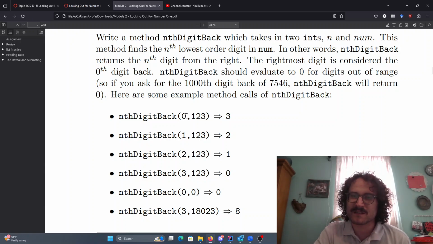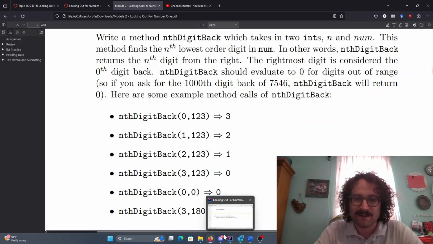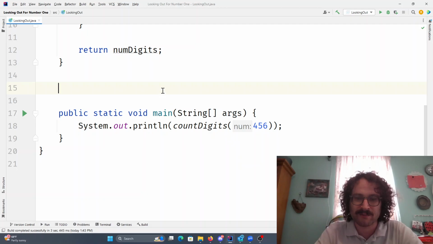So here, 0 gives the ones place, 2 gives me this 1 over here, what's in the hundreds place. 3 would give me what's in the thousands place, right? But there is nothing in the thousands place. I mean, it would kind of make sense, actually, if we think about this for a second. How does this make sense?